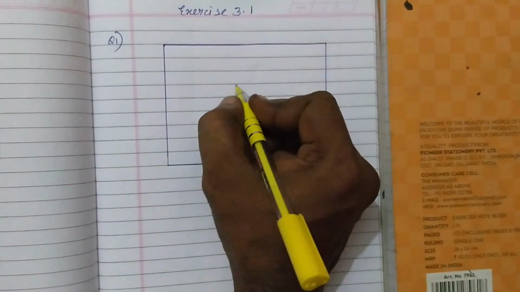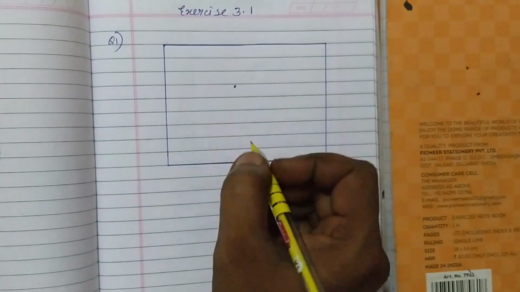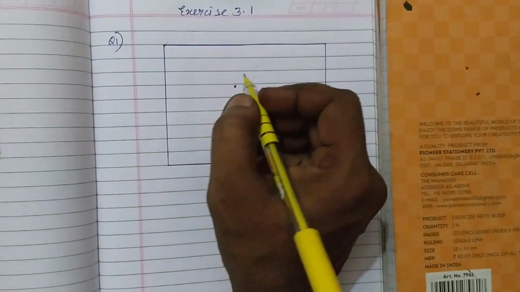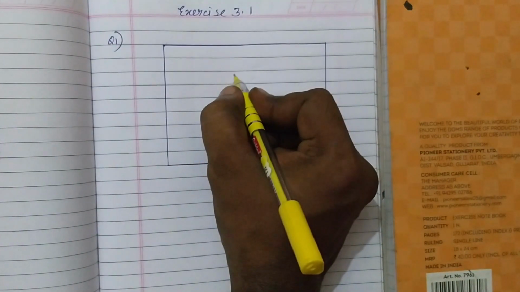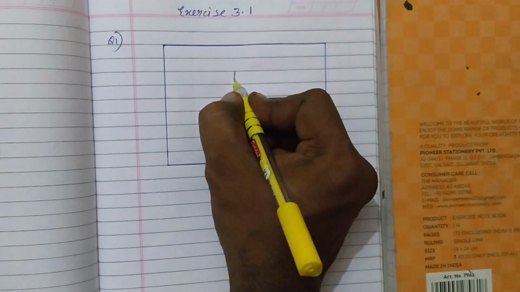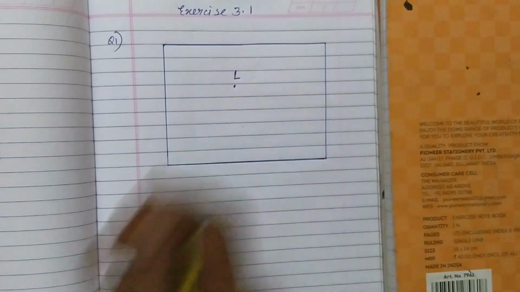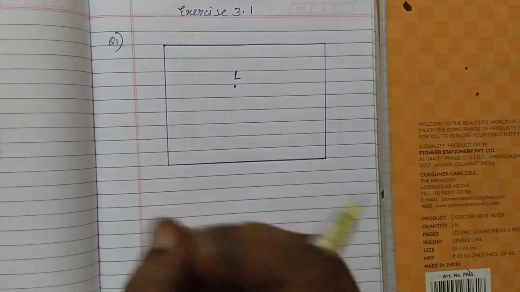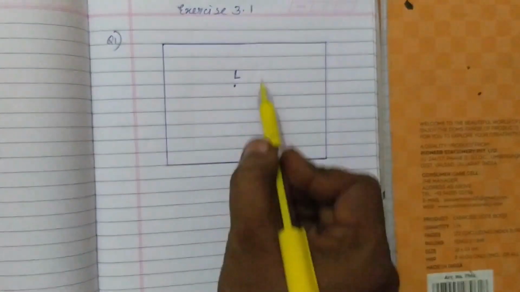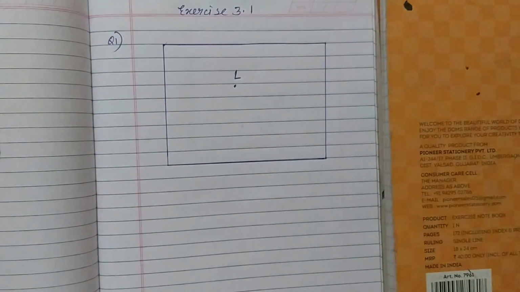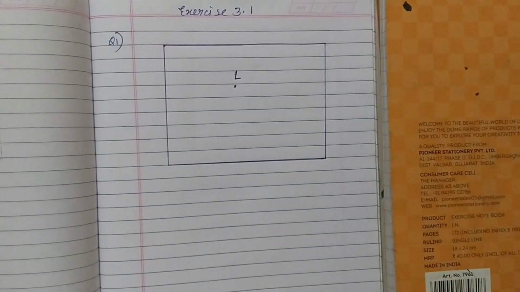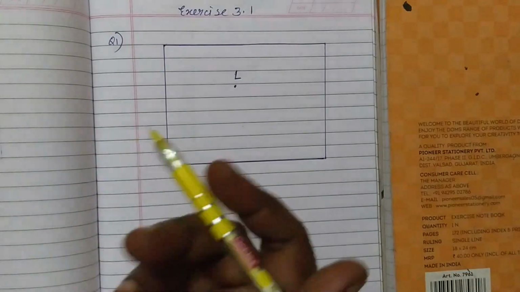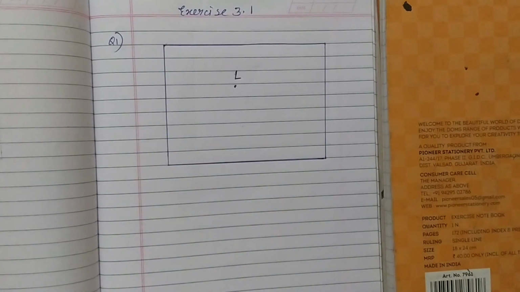Now suppose I am taking one point. This is nothing but the position of your table lamp. Since it is a lamp, I am denoting it by L. That means we have to locate the position of the point L, which is the table lamp, in terms of x coordinate and y coordinate. And that will give you the answer.